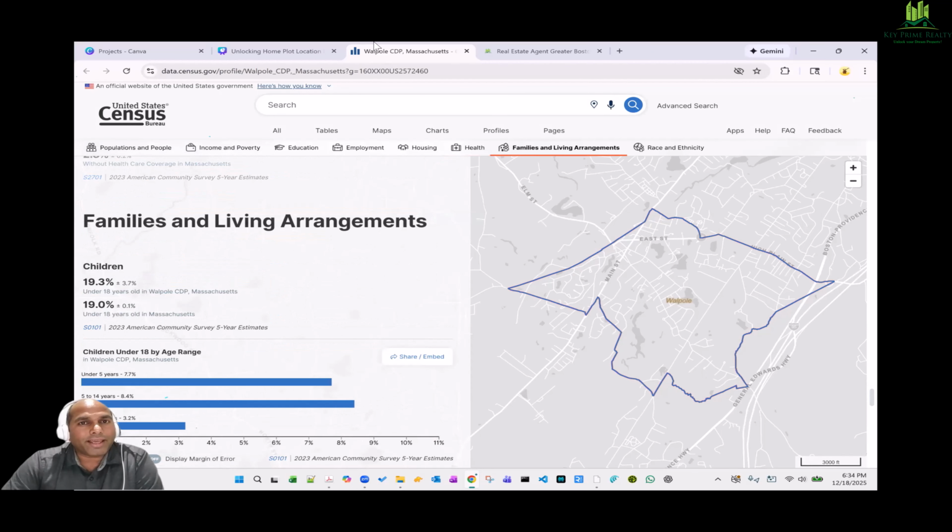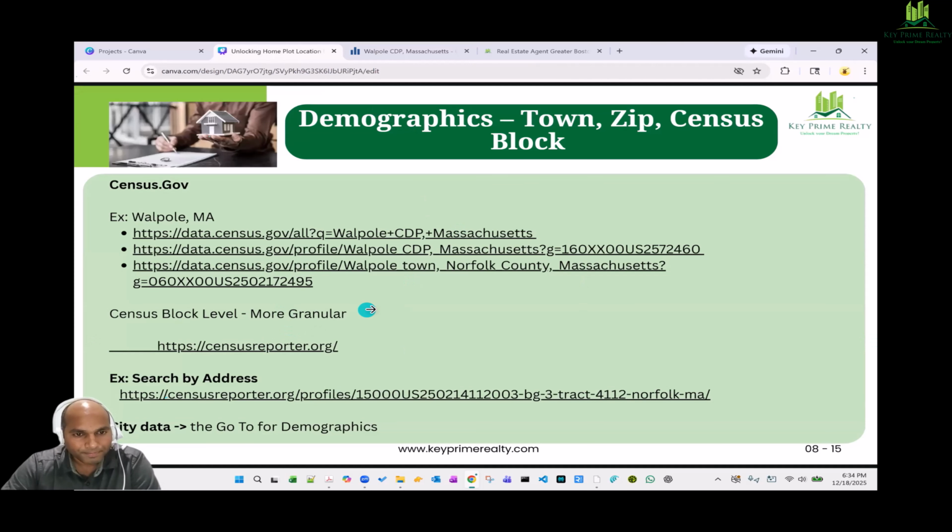Okay, so this is just a quick reference. You can explore this much more, but we just need to move on. So that's census.gov. The next one is census block level. This is a more granular level.